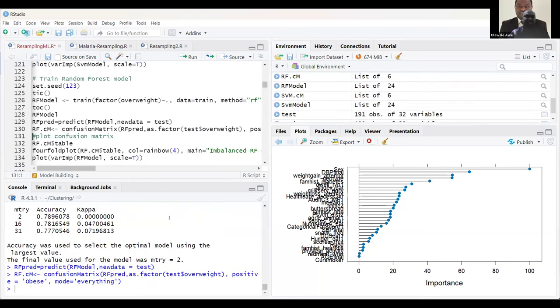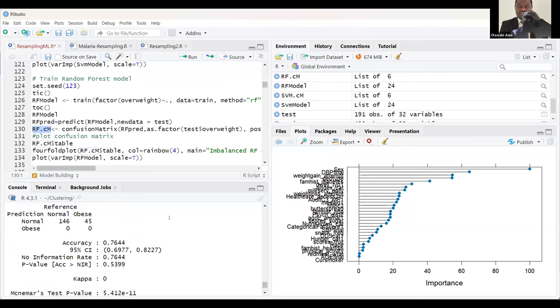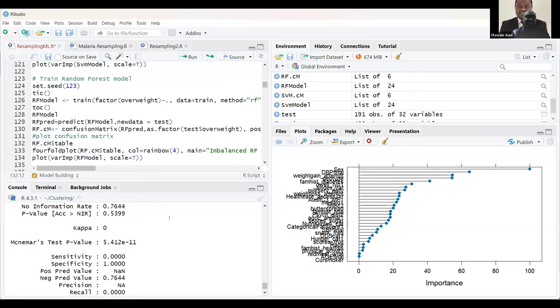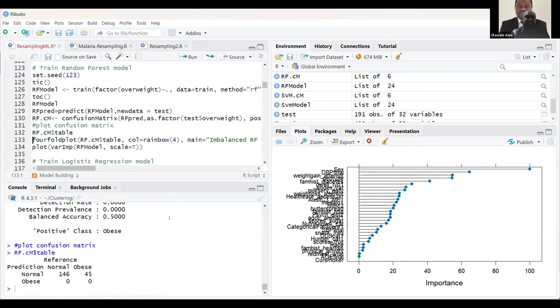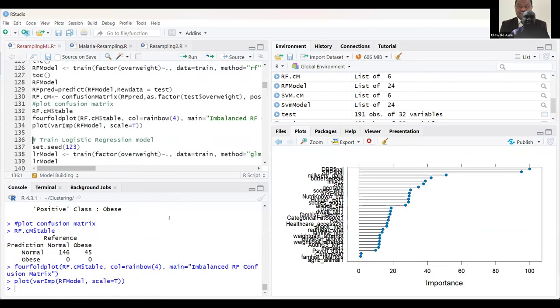Let's see the confusion matrix. Actually, if you want to see the table, you can run this one separately. You can see the results here, still 76%. Then let's see the table, and then let's see the plots. And then here it is saying that diastolic blood pressure is the best, not sex or gender anymore.